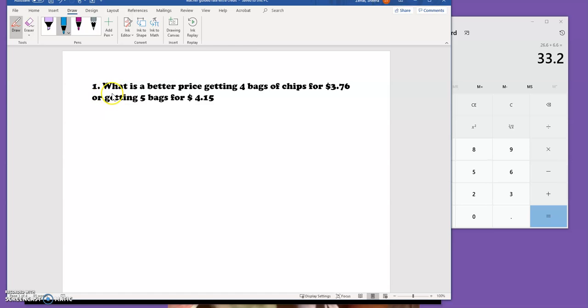So initially upon reading that question, I know I'm going to have to be comparing two things. So when we compare, we want to remember that we want to find our unit rate first. So I'm going to break this into two parts because I have two different rates. I have the first one, which is 4 bags of chips for $3.76. That's option number 1. And option number 2 is 5 bags for $4.50. So I can tell just by reading the question, each of these is giving me two separate rates.